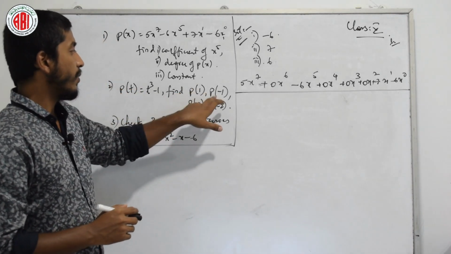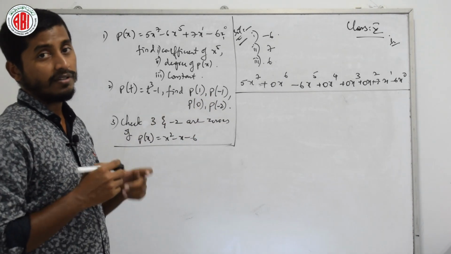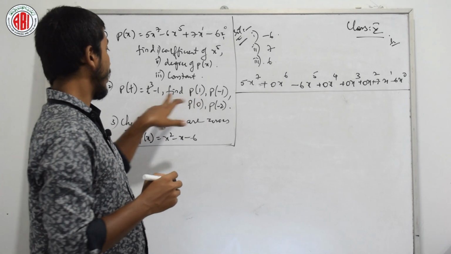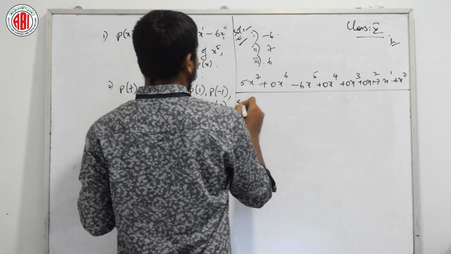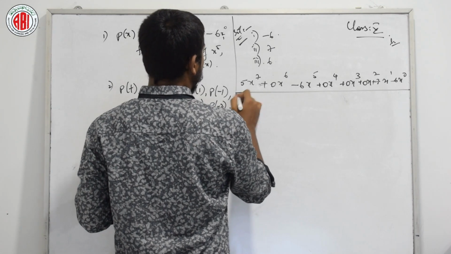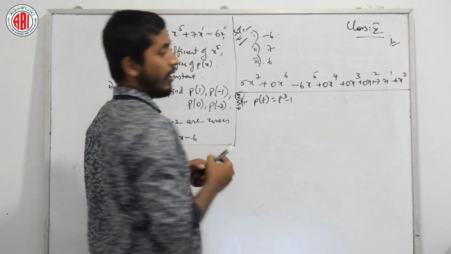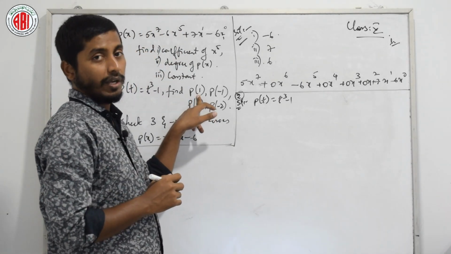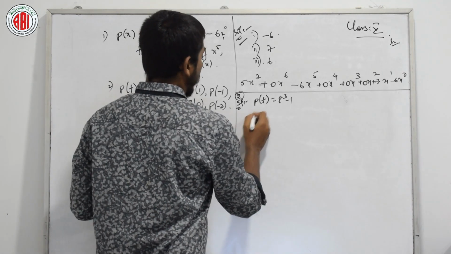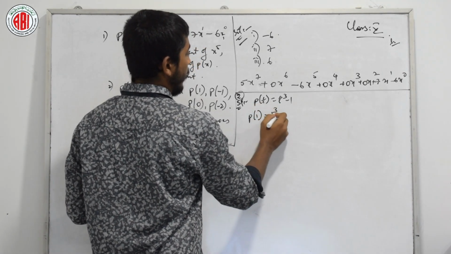at p of 1, p of minus 1, 0 and minus 2. What we have to do? Just we have to substitute this 1 in this expression. Okay. Now see here, the second solution is p of t is given as t cube minus 1. Now we have to substitute 1 to find p of 1, that is p of 1 is equal to, we have to substitute 1 in this, 1 cube minus 1.